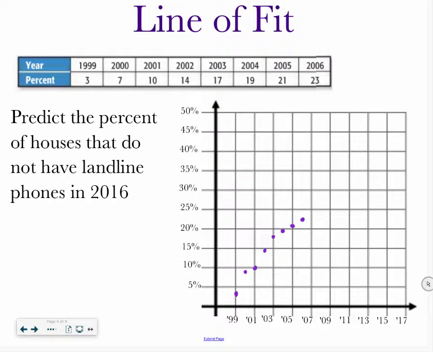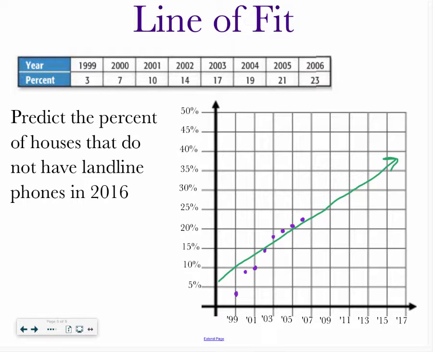Okay, so that is my data. Now I need to try to find a line of best fit. So if I look at it, I have about 8 points. So if I maybe do this, alright, I have about half above and half below.